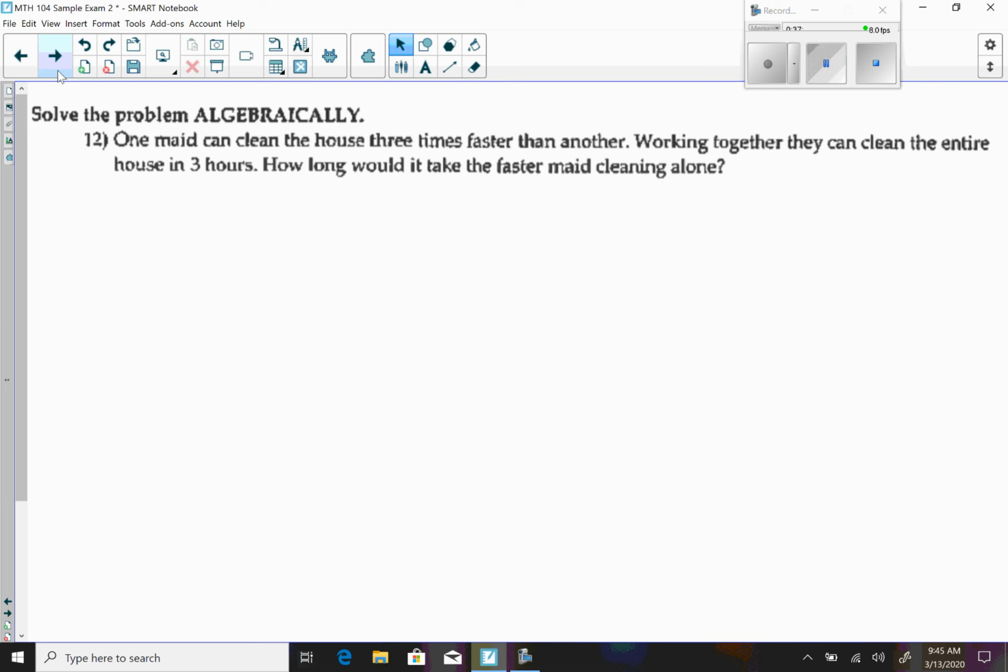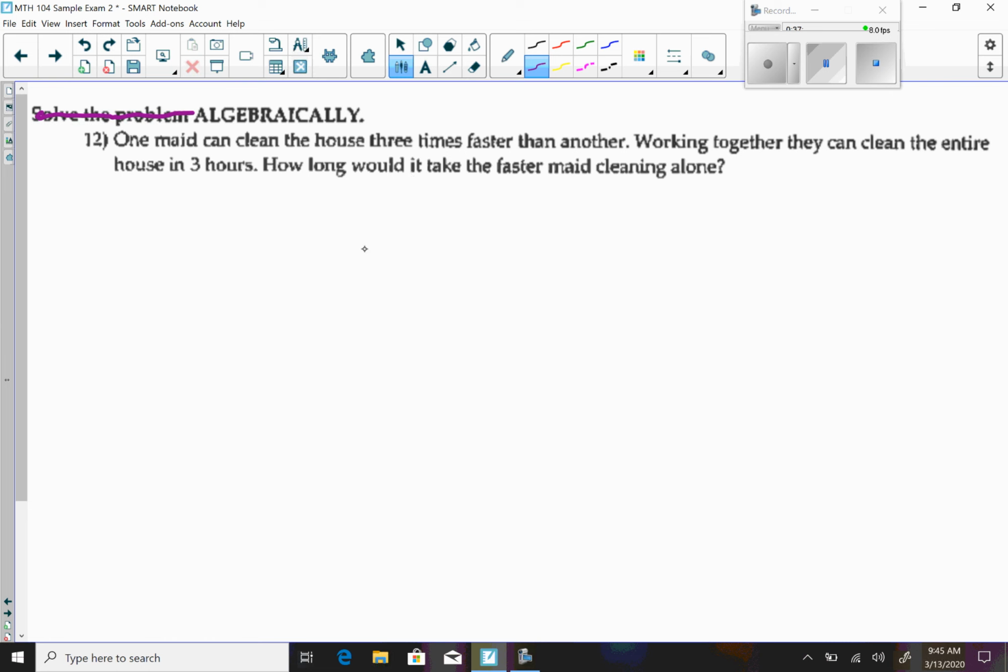And this is the last problem. On this word problem, on the actual exam, you will not have to solve the problem. You will just have to write an equation. One maid can clean the house 3 times faster than another. Working together, they can clean the entire house in 3 hours. How long would it take the faster maid cleaning alone?